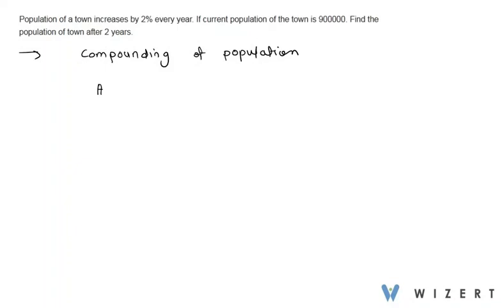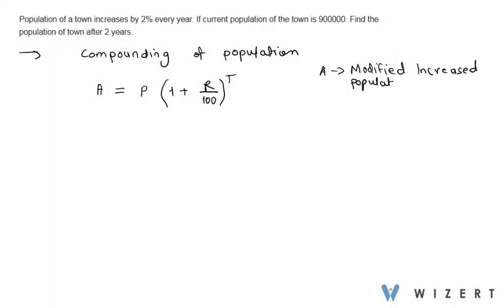Final amount, instead of that will be modified or increased population, equal to P multiplied by 1 plus R by 100, because this is getting compounded every year, to the power T, where amount is representing modified increased population. This is to be found out.